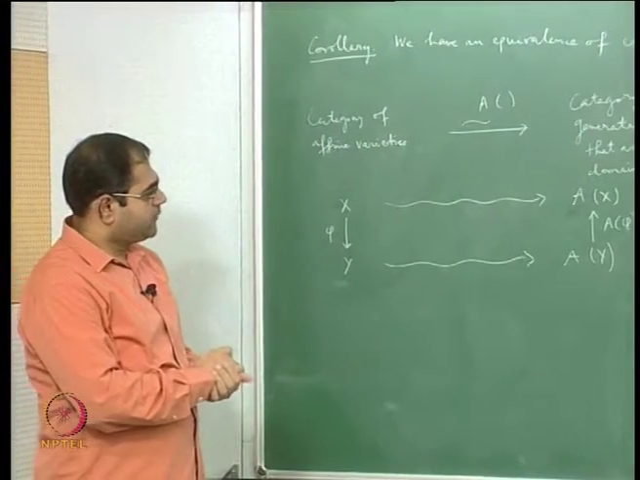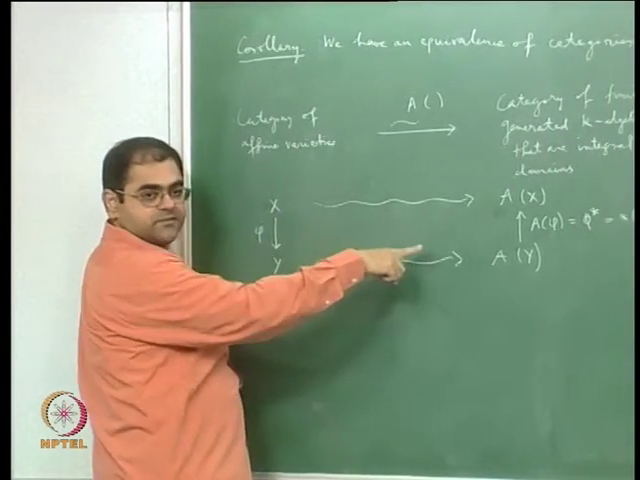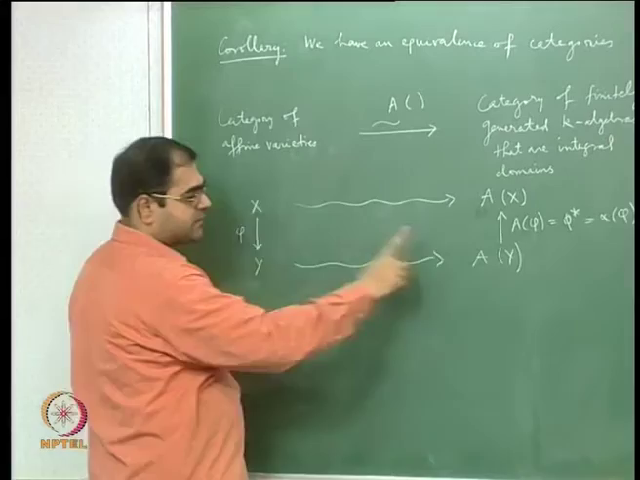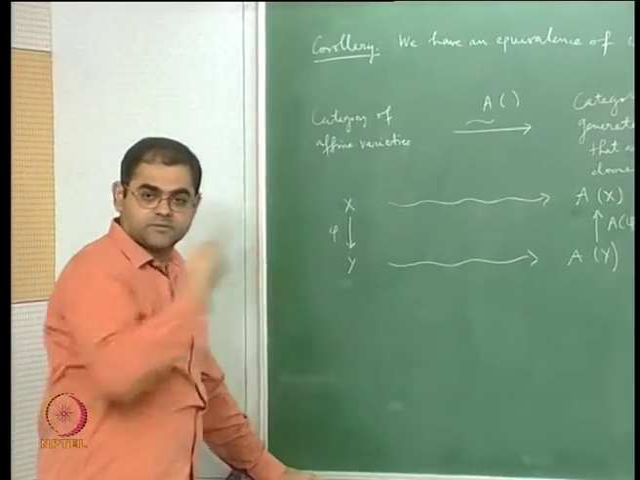And what's more, what you should see is that the arrows are reversed: an arrow in this direction gives rise to an arrow in the other direction because you pull back functions from the target to the source.